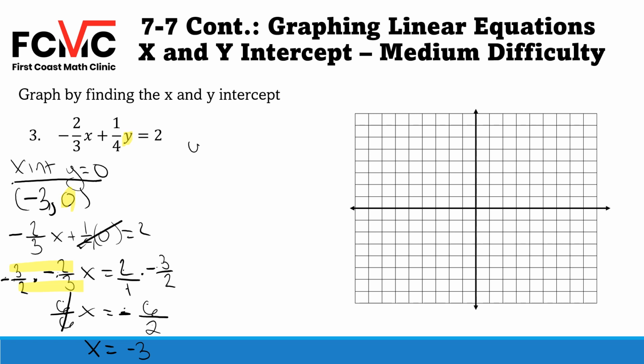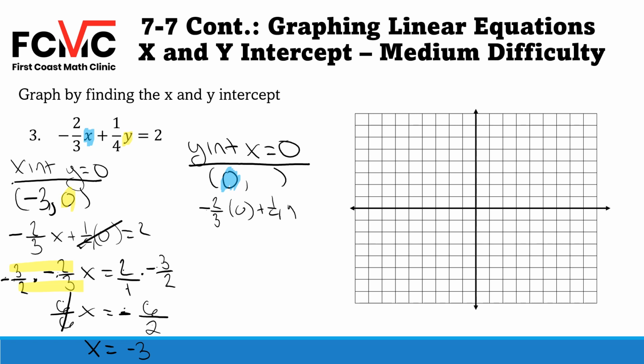Now let's find our y-intercept. So our x-coordinate is 0. So in our solution, x is 0, and we've got to figure out y. So we're going to take that value 0, plug it in for x. So I'll have negative 2/3 times 0 plus 1/4 y equals 2. Negative 2/3 times 0 is 0, so we can get rid of that. And then we've got 1/4 y equals 2.